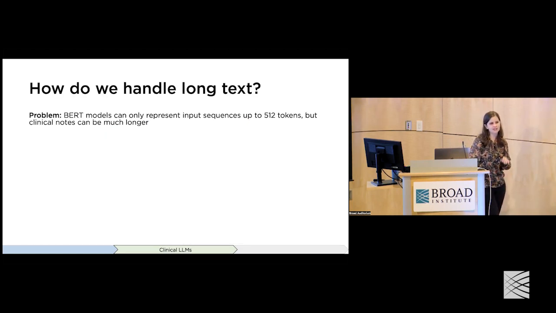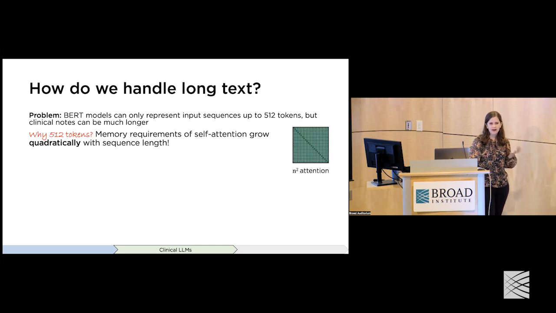So all of the applications I showed on the prior slide used BERT, but BERT has an important limitation. BERT models can only represent input sequences up to 512 tokens, but clinical notes are often much longer than that. Now, why 512 tokens? The issue here is that self-attention is a really memory-intensive operation because each token in the sequence is attending to every other token in that sequence. That means the memory requirements grow quadratically with the sequence length.